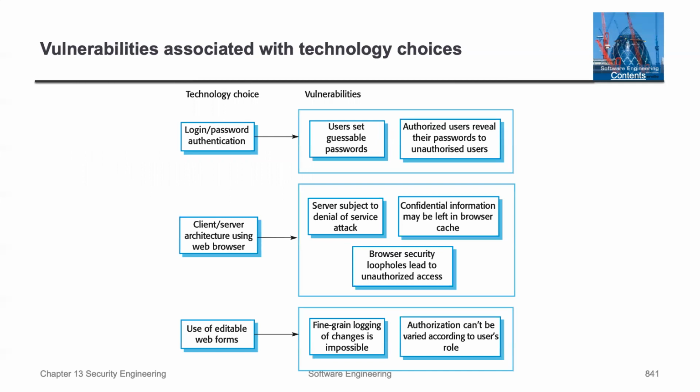So here are some vulnerabilities associated with technology choices. You can be thinking in terms of password authentication, so you don't want to have passwords that can easily be guessed, and you don't want to have unauthorized reveals of passwords. For client server architecture using web browsers, you want to ensure that the server is not subject to denial of service attack, and that any confidential information is not left in the browser cache. And you want to make sure that browser security loopholes don't exist that might lead to unauthorized access. In terms of editable web forms, you want to have fine-grained logging of changes, and authorization that can be varied according to a user's role.